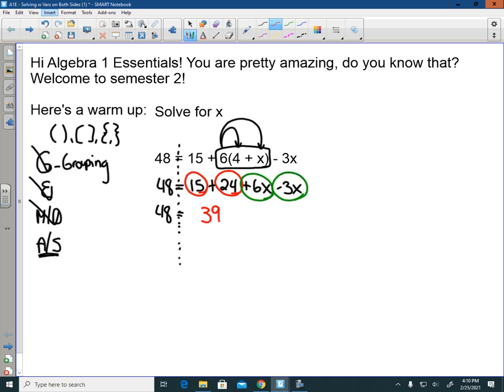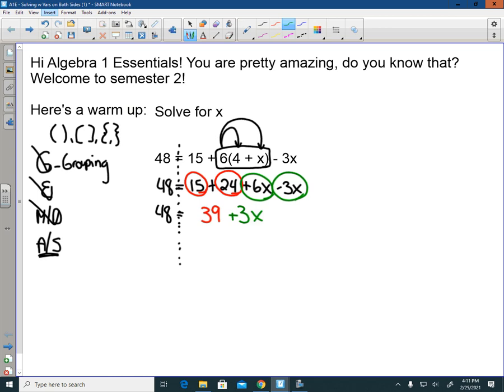And then we have positive 6x minus 3x, in other words, positive 3x. And now we've taken that next step. Now when we look at this equation, we can see that on the left side it's completely simplified. It has been all this time. And on the right it's completely simplified because 39 and 3x are not like terms. There are no more parentheses.